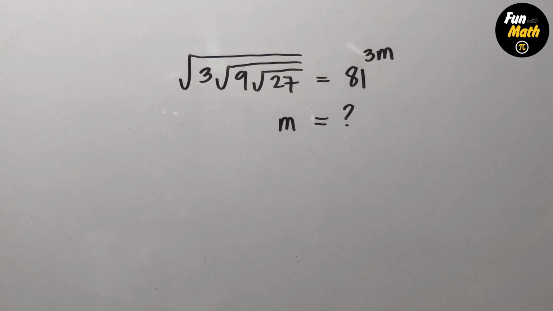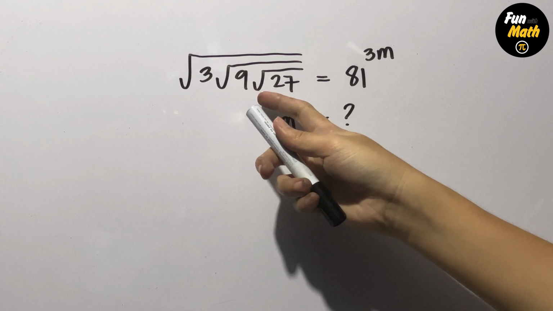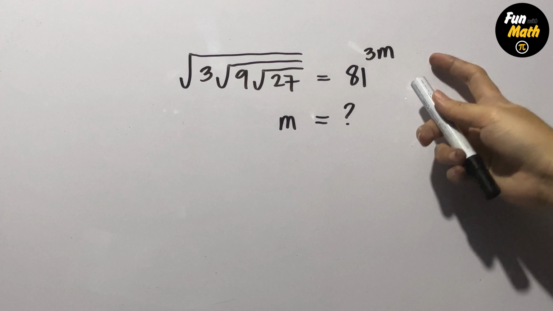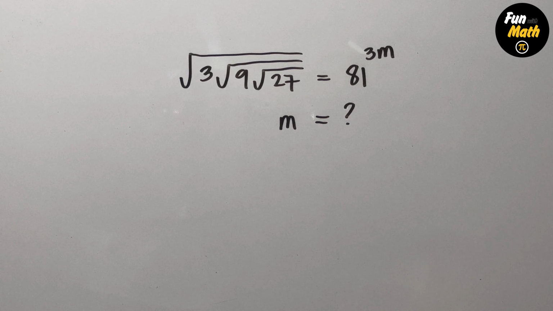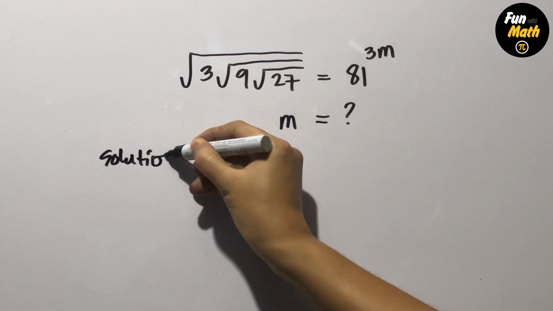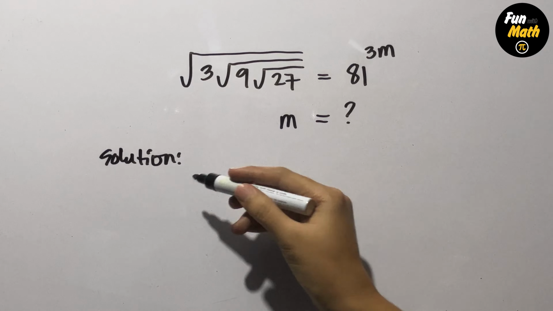Here's a nice problem. Square root of 3 under root of 9 under root of 27 is equal to 81 to the power of 3m. What is the value of m? Now here's the solution. First, let's bring down the given equation.